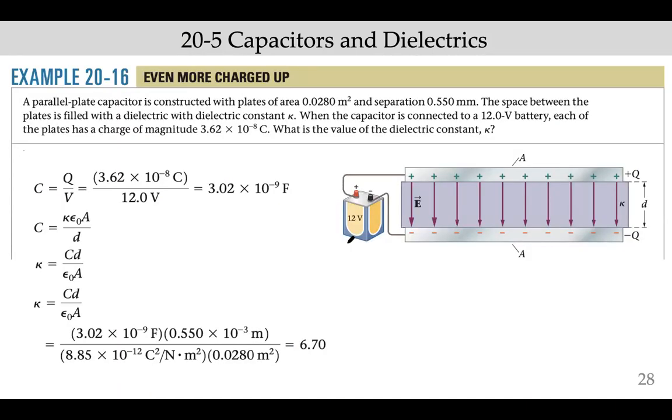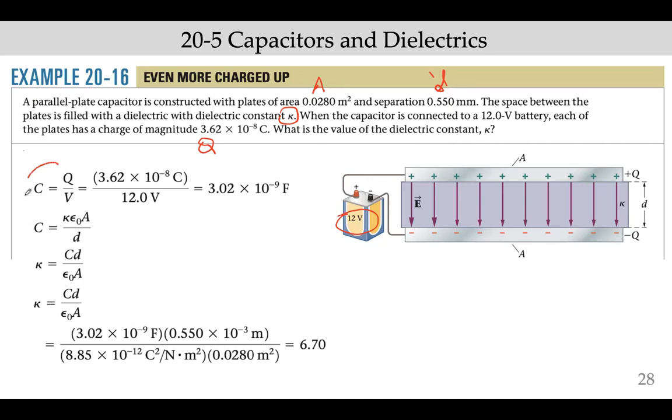Okay, in this example, a parallel plate capacitor is constructed with plates of area A, which is given, and separation D, which is also given. The space between the plates is filled with a dielectric with dielectric constant kappa. When the capacitor is connected to a 12 volt battery, each of the plates has a charge of max Q. What is the value of the dielectric constant K?